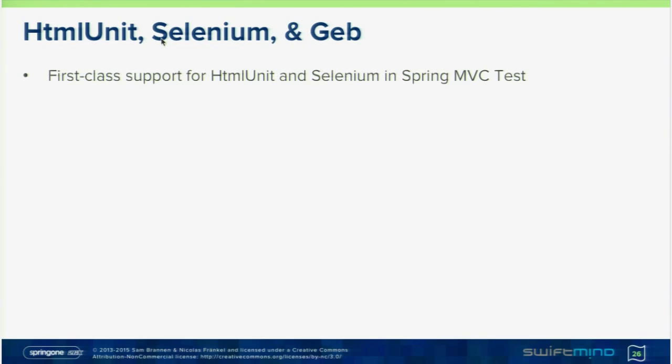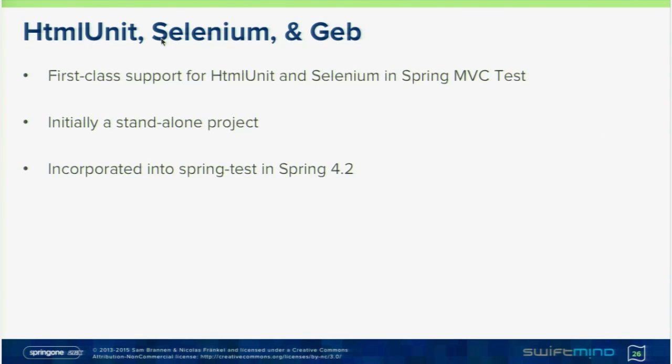Okay, so good combination. So we'll see that in Spring 4.2, we have some new features that have been available as a side project. Basically, we have first-class support for both HtmlUnit and Selenium within Spring MVC Test. This was initially a standalone project. You might have seen it. Rob Winch developed it and talked about it in previous talks. Now incorporated in 4.2 in the Spring test module, basically allowing you to have stuff like page-based web app testing without actually deploying to the server container, so it's going to be much faster, right?